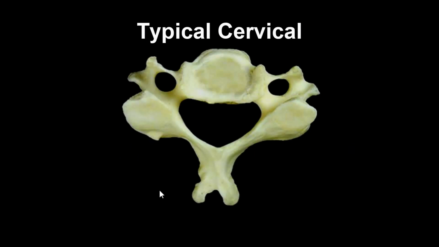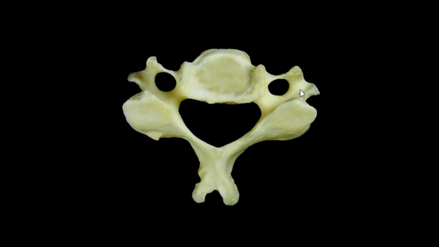And here we have the typical cervical vertebrae, and we have the body, we have the transverse process, we have the transverse foramen, the pedicle, the vertebral foramen, and these are the superior articular processes. It's the lamina and the spinous process. In this case, the spinous process is bifid, which means it's forked.